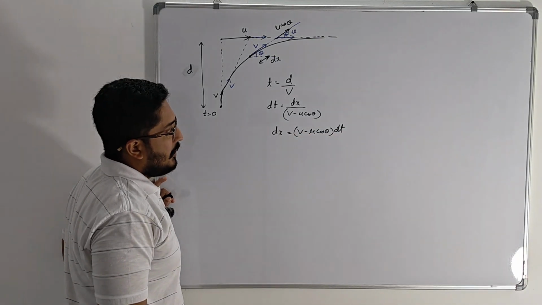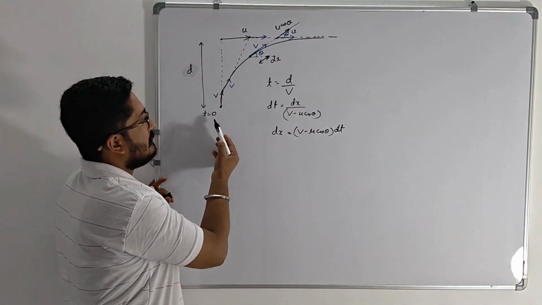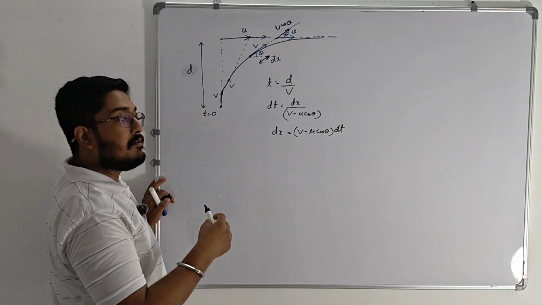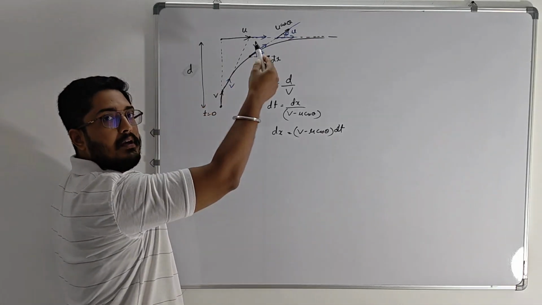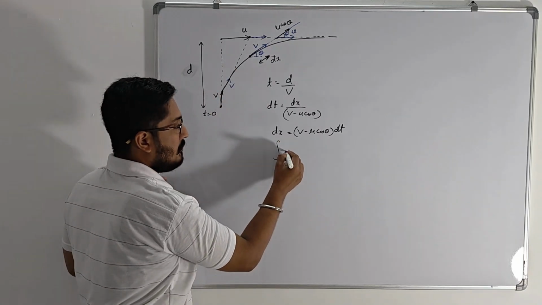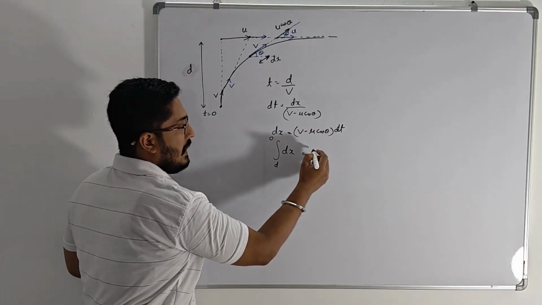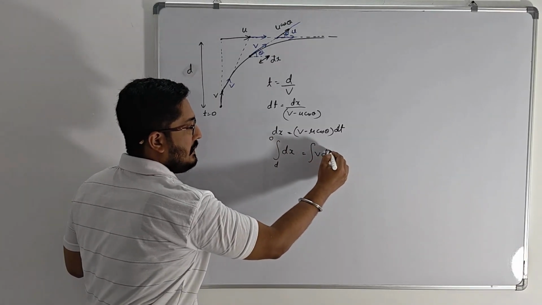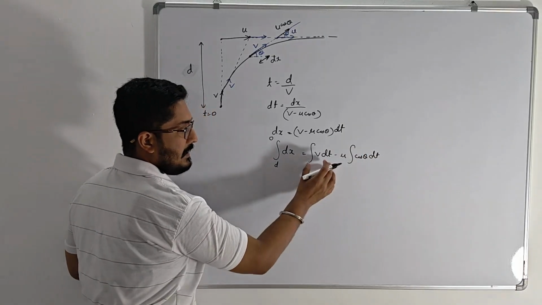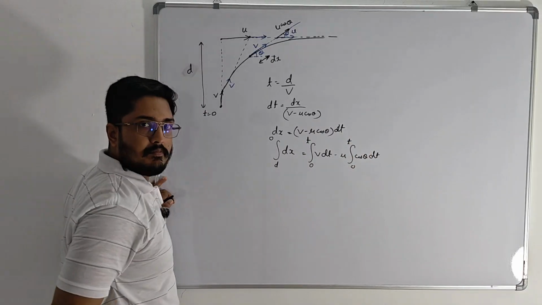Now integrate this, because I am interested in finding the total time. So total time would go from 0 to some time t, and the total dx would go from d until 0. So my integration of dx would go from d to 0, and this would be the integration of v dt minus u times the integration of cos theta dt, where time is the variable going from 0 to t. This also goes from 0 to t.